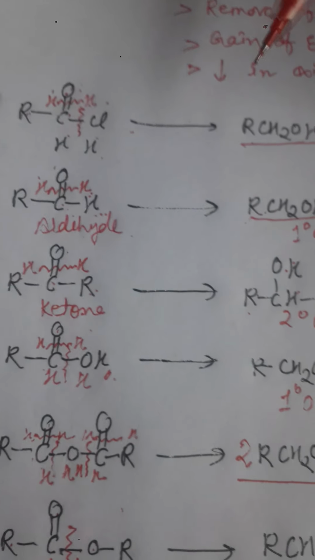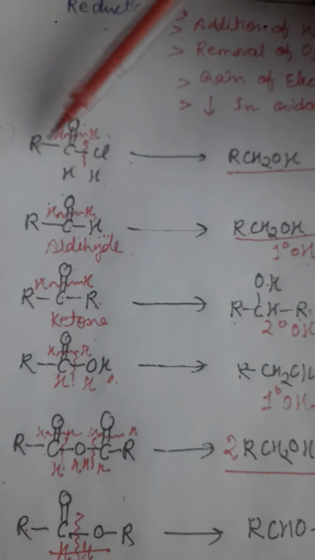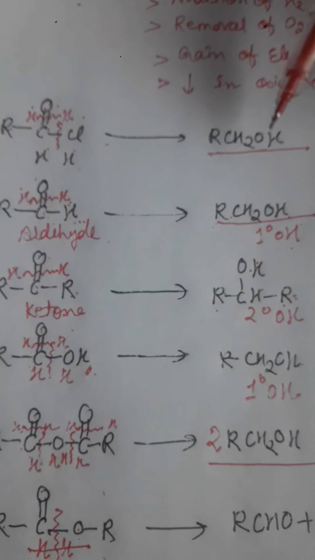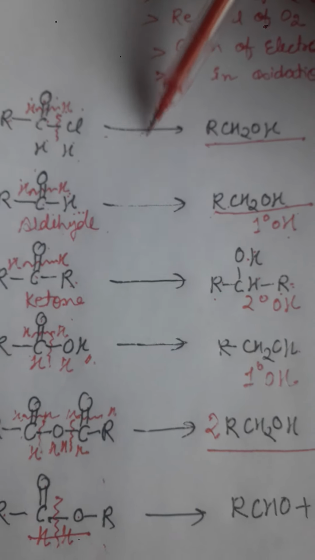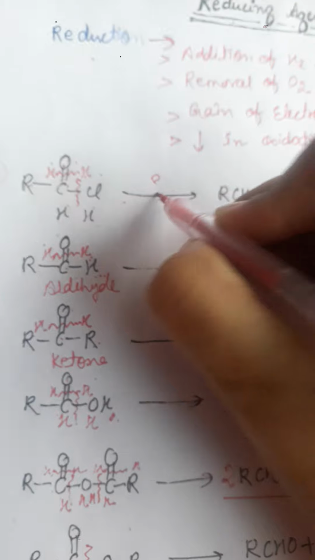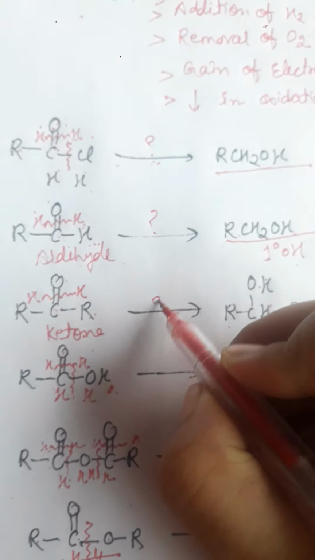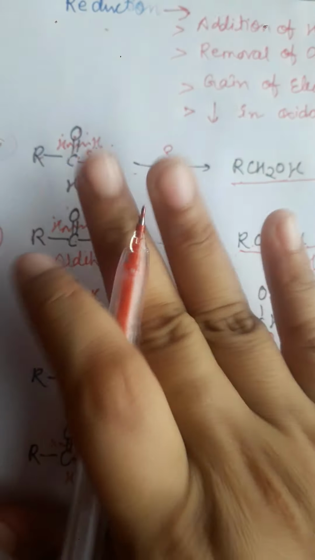But suppose in your exam the question is given that RCOCl is going to be reduced into RCH2OH, but in the presence of which catalyst, in the presence of which reducing agent. So you should know the reducing agent. For this I have made a trick.